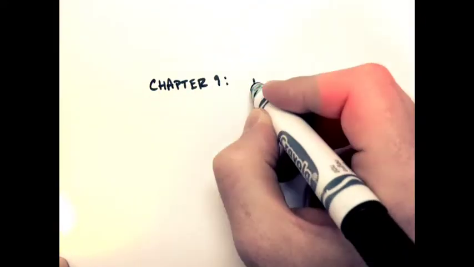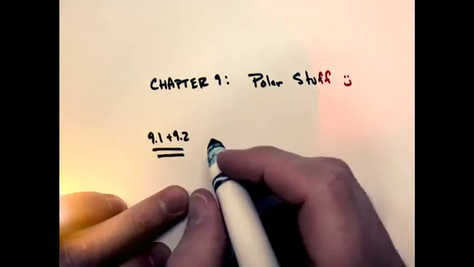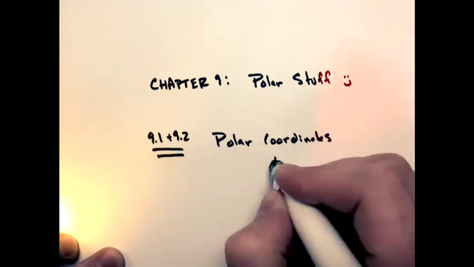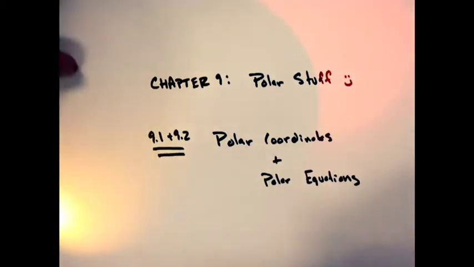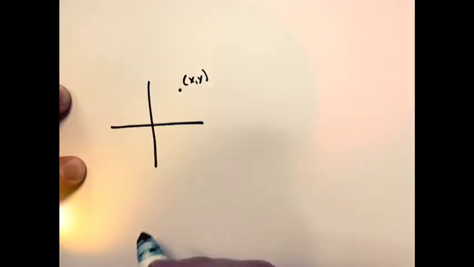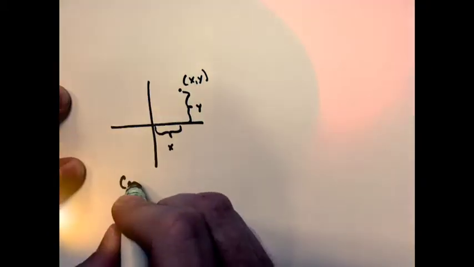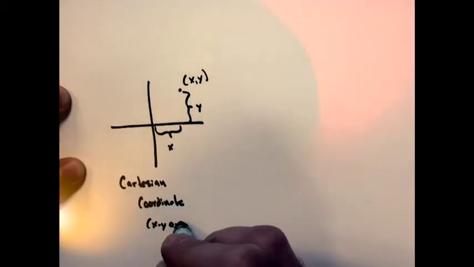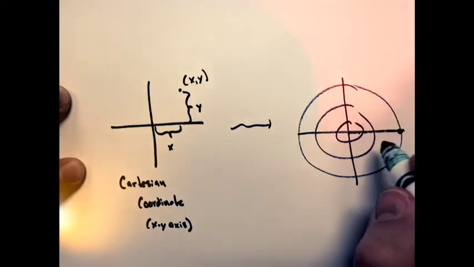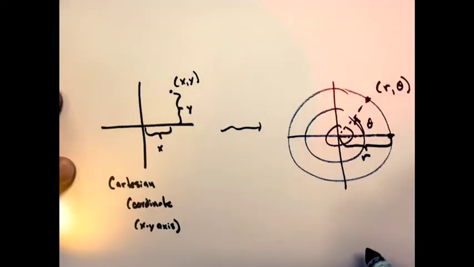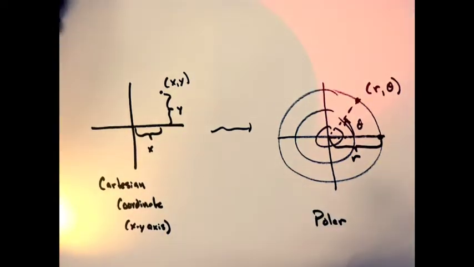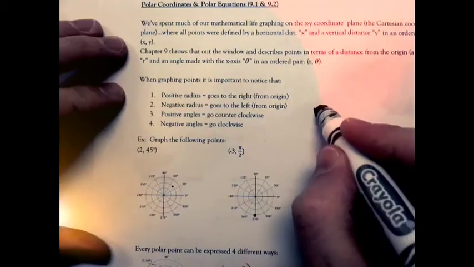All right, we're in Chapter 9, Polar Coordinates. We're going to look at the first two sections today, polar coordinates and polar equations. We've been graphing all your life in x and y. You go over x, you go up y, and you got your point. Now we're going to graph in polar, which has an r and a theta. R is your radius, theta is your angle.